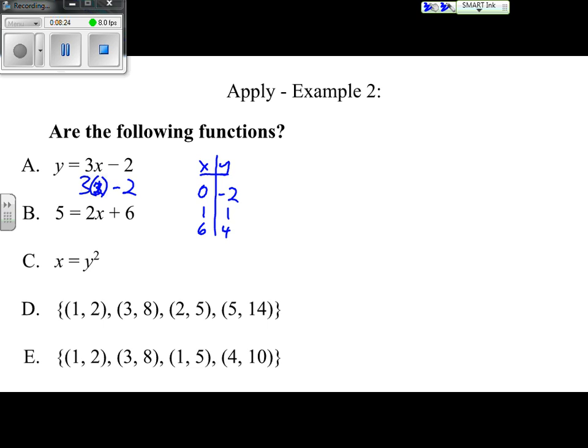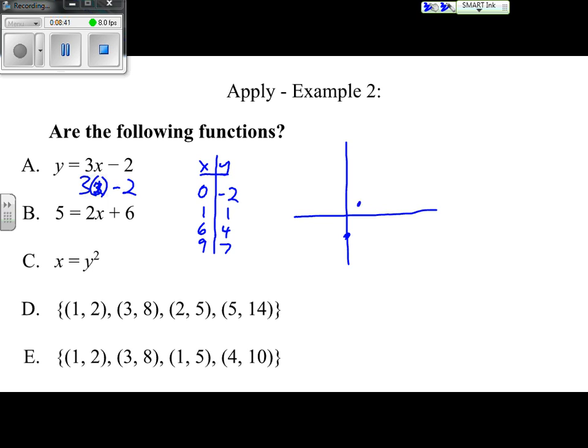3 times 3 is 9. Minus 2 gives me 7. Okay, so what was the point of listing all these? Well, now I could do a quick little sketch of this graph. So if I do 0, negative 2, have a point like that. And then 1, 1, I'd have a point like that.